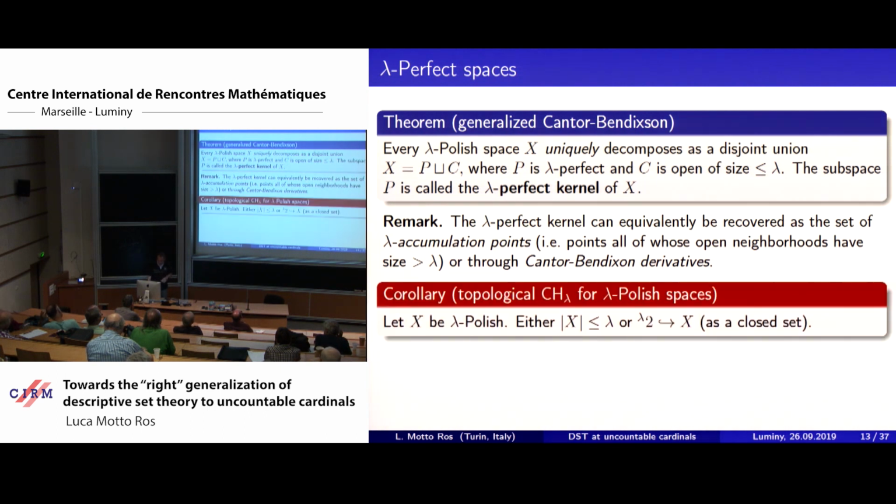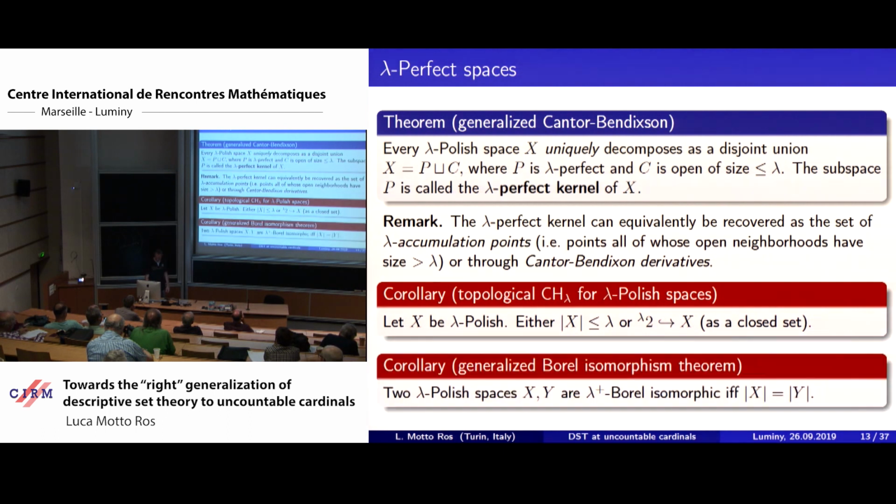Combining the two results, we have this topological CH for lambda Polish spaces, which is the analog of what happens for Polish spaces. So if you have a lambda Polish space, either it is small, of size at most lambda, or you can embed 2 to the lambda, the generalized Cantor space, into X as a closed set. Okay? So this is the kind of result I'm trying to keep. When I say this and descriptive set theory, I'm trying to keep all these basic results working in general for my class of spaces. And this is the case.